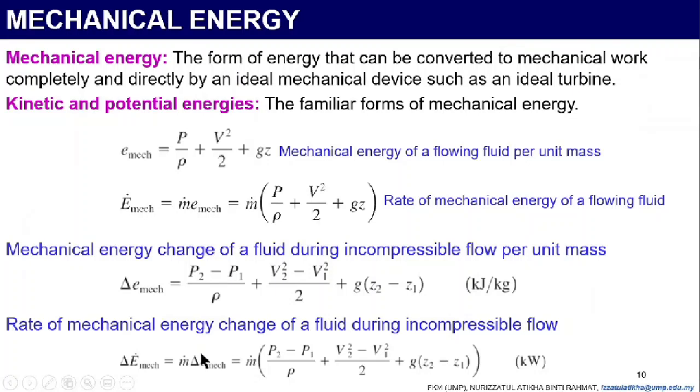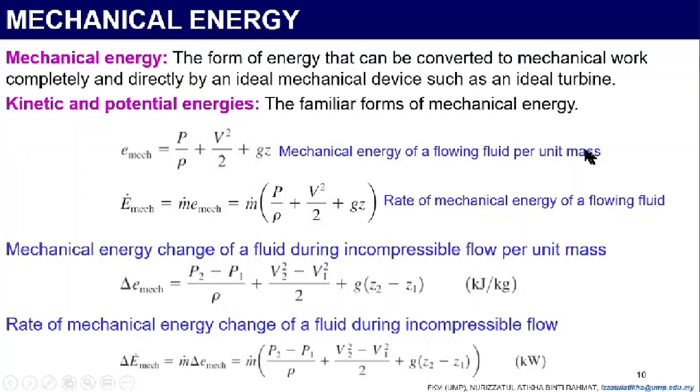Then this is the important part, which is mechanical energy. What is mechanical energy? Mechanical energy is the form of energy that can be converted to mechanical work completely and directly by an ideal mechanical device such as an ideal turbine. Kinetic and potential energies are the familiar forms of mechanical energy.